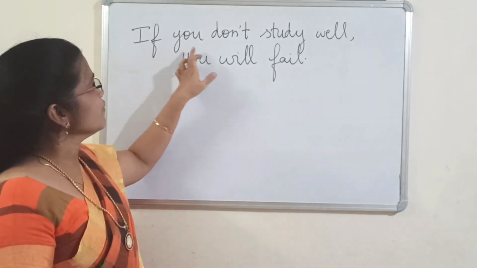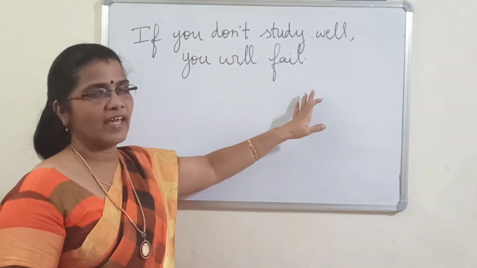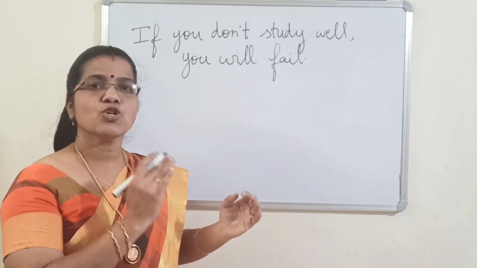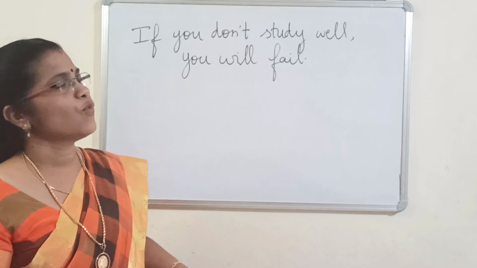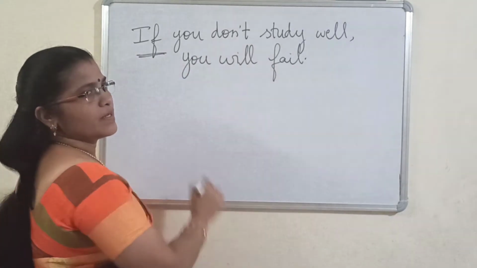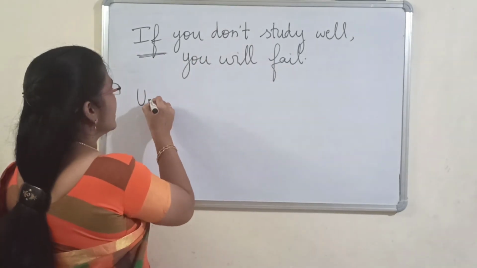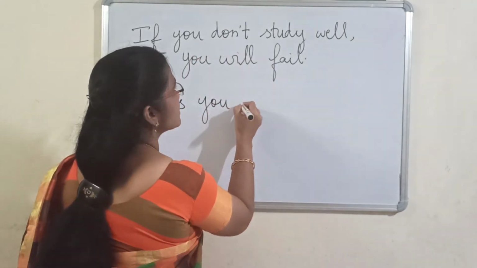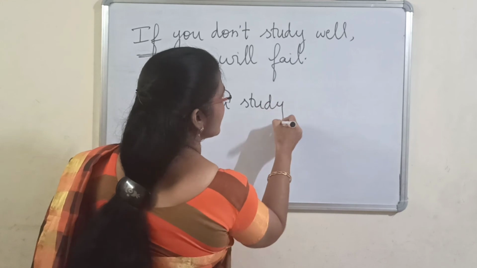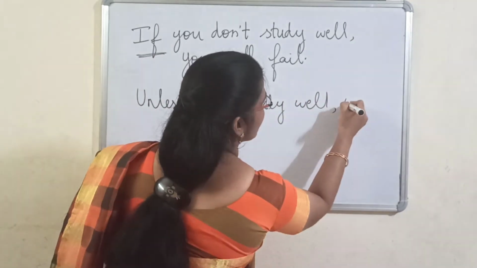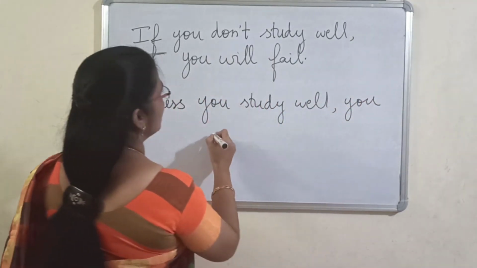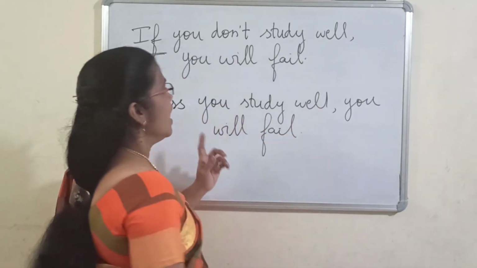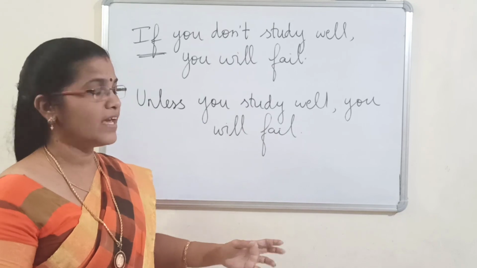Okay, right. If you don't study well, you will fail. This is a sentence given to you and you are asked to change the sentence or rewrite the sentence using unless. What do you do? This if should be replaced. So how will you write? Unless you study well. Unless you study well, you will fail. There is no change in the second part. Unless you study well, you will fail.